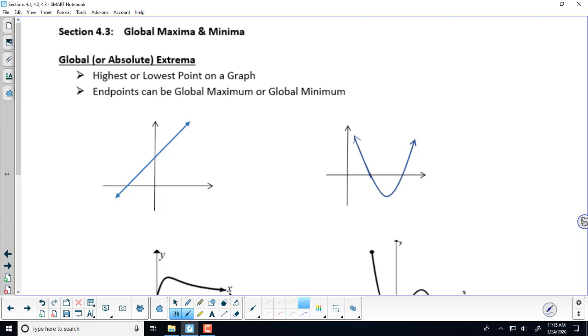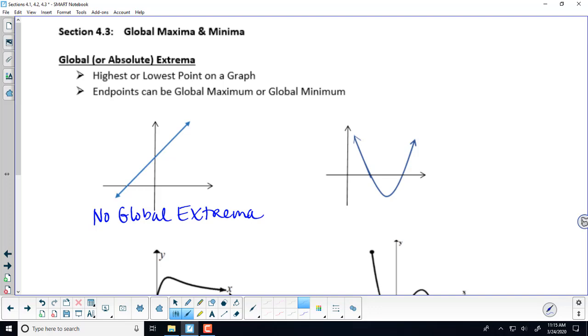All right, so first one, linear. Is there a highest point on the graph? No. So there are no global extrema here, right? The range is all real numbers, so that can happen. There's no local max or min either.